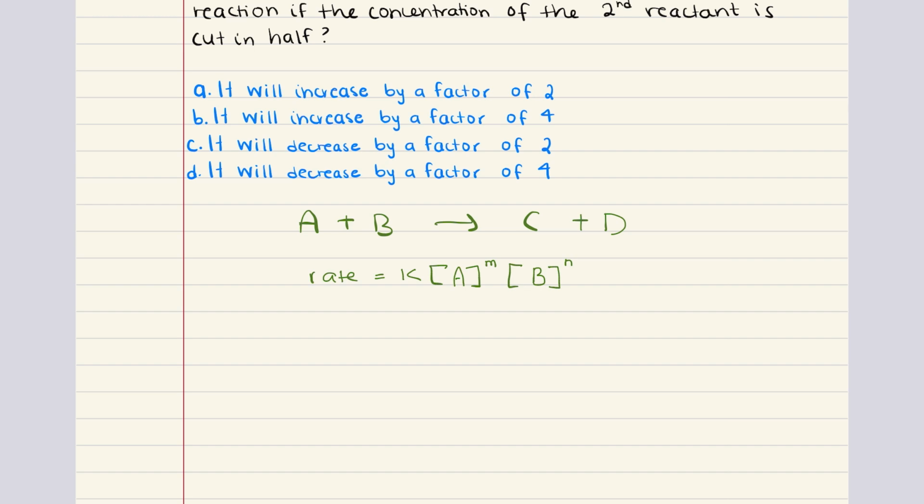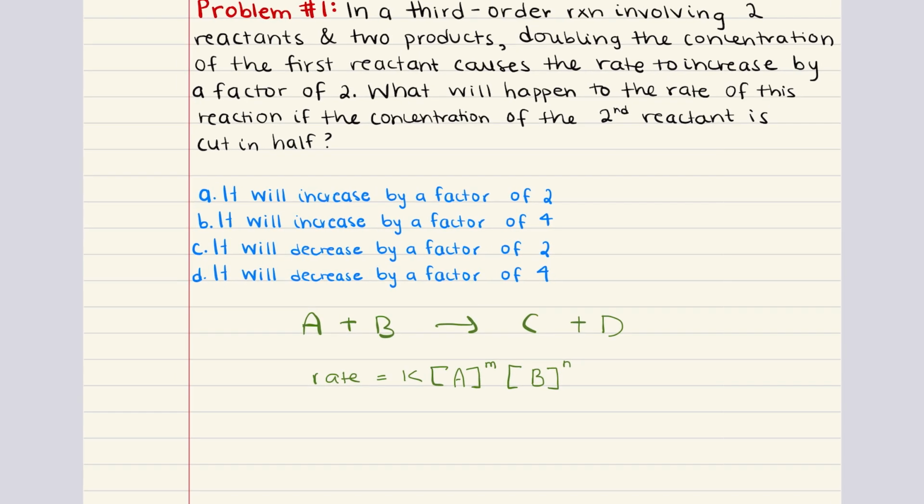Now, the overall order is the sum of these individual orders. We know that this reaction is a third order reaction. So in the context of this reaction, m plus n should equal 3.